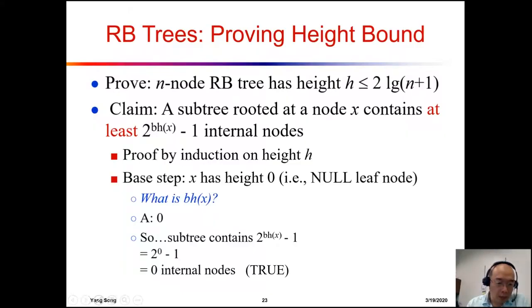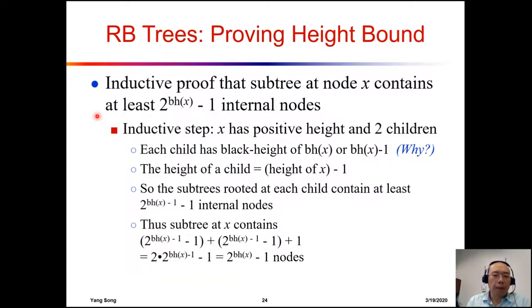So let me bring up the laser pointer. So 2 to the black height of x, minus 1, and that is 2 to the 0, minus 1, and that is 0. So the claim holds in the base case, where the height of x is 0. If we want to move on, the inductive step will be: what if x has a positive height and 2 children?